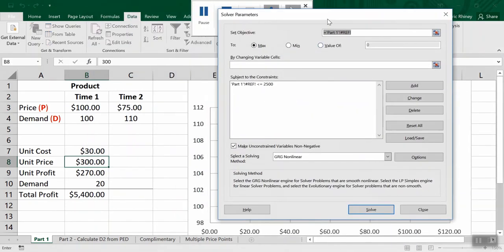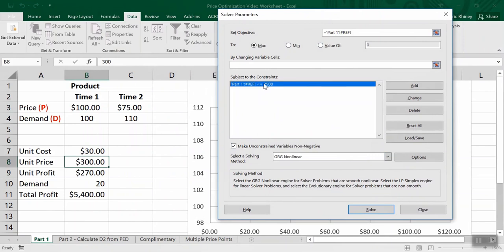Okay, we're going to go in here and really quickly get rid of some of this stuff because I've been using this before. All right, so what is it that we're trying to do? What is our objective in this particular procedure? We're trying to maximize profit. So that's going to be our set objective. I'm going to highlight this cell and put it in here. Again, we want to maximize profit. In some cases, we might want to minimize our outcome variable, but in this case, we want to maximize.